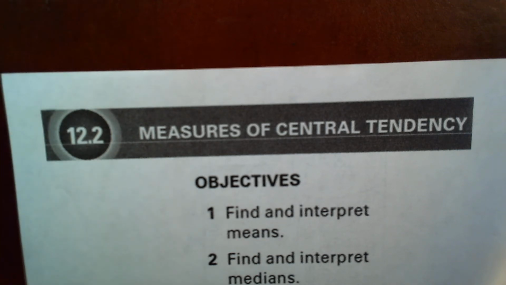This is the beginning of section 12.2. It's about measures of central tendency, and what that's really all about is that when you have a data set, you like to know what number would be best representative of that data set.